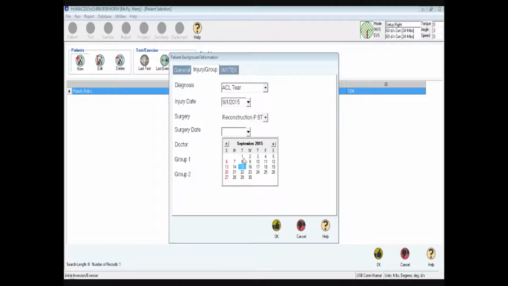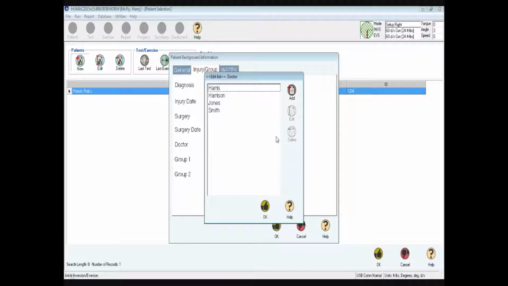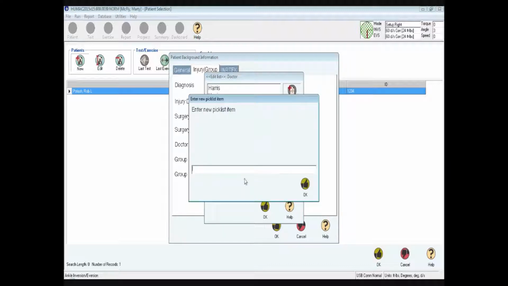Next, put in the date of surgery. Now, since the software is new for us, we don't have any of our surgeons built in. So let's edit the list. Let's click Add. And our patient's doctor is Dr. Emmett Brown.